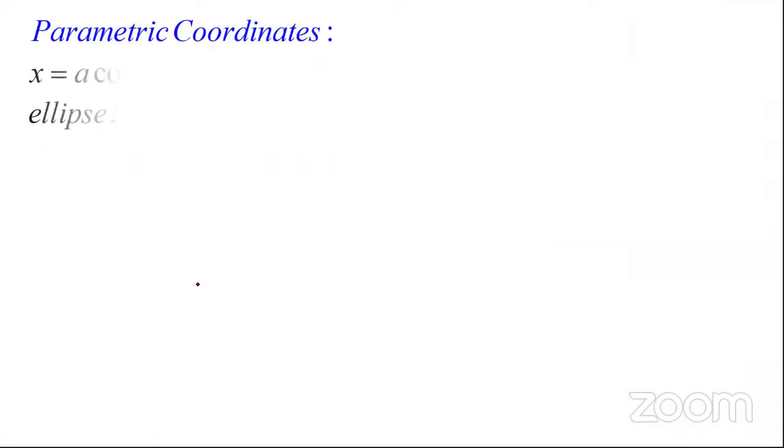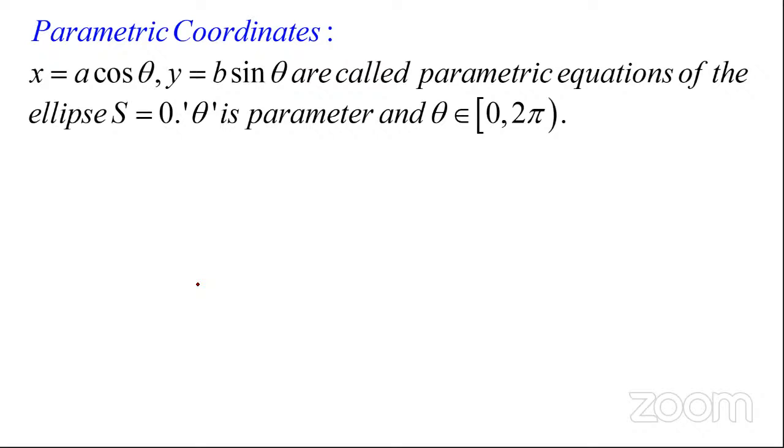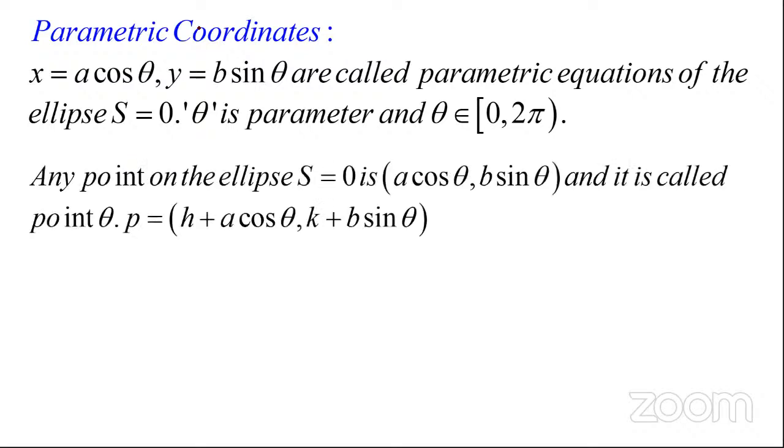parametric coordinates. From the previous discussion, we have x equal to h plus r cos theta, y equal to k plus r sin theta, which we discussed in circles. Similarly here, x equal to a cos theta, y equal to b sin theta are called the parametric equations of the ellipse S equals 0, and theta is a parameter, belonging to the interval [0, 2 pi). Any point on the ellipse S equals 0 is (a cos theta, b sin theta), called the point theta. If the center is (h, k), then it is (h plus a cos theta, k plus b sin theta). So that is the parametric condition.